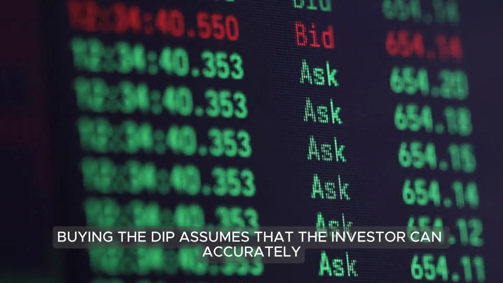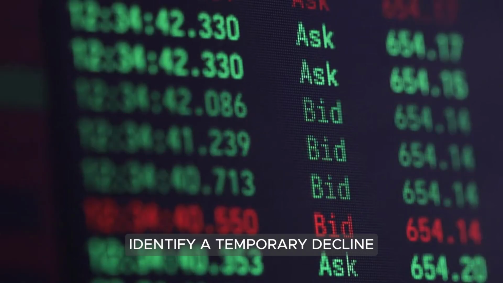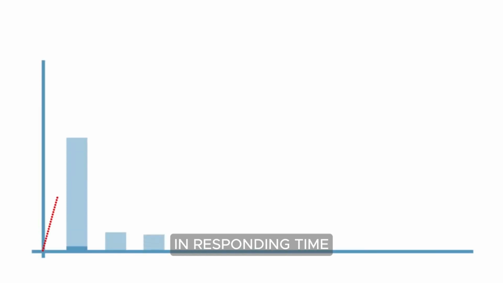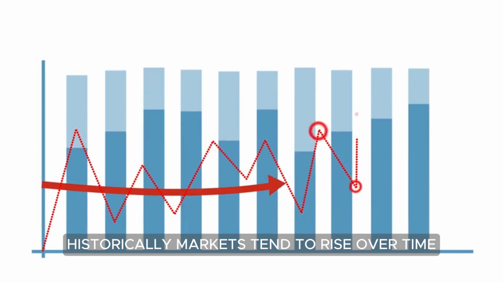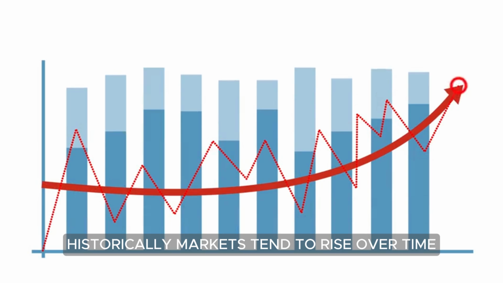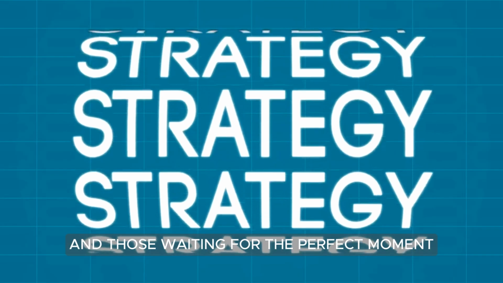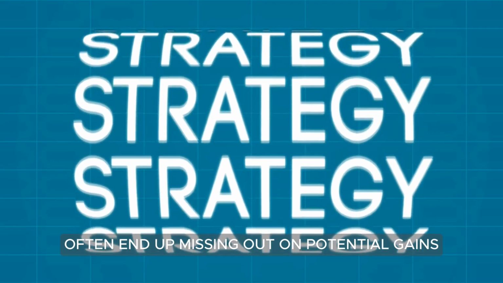Buying the dip assumes that the investor can accurately identify a temporary decline and respond in time, which even experienced professionals find difficult. Historically, markets tend to rise over time, and those waiting for the perfect moment often end up missing out on potential gains.